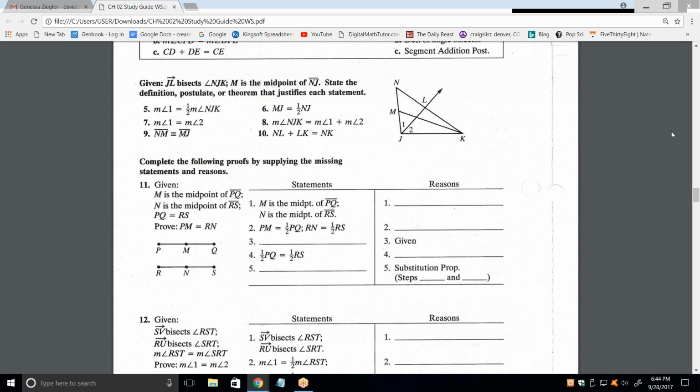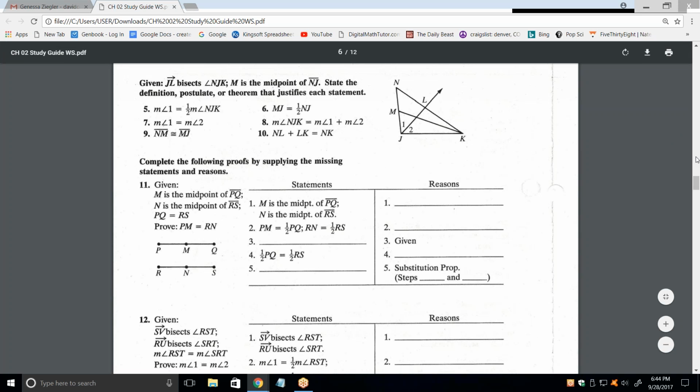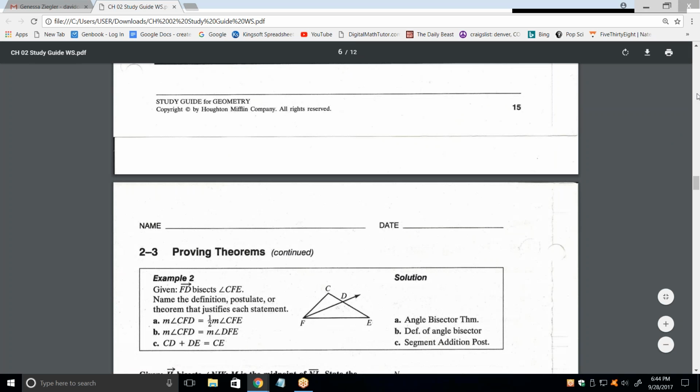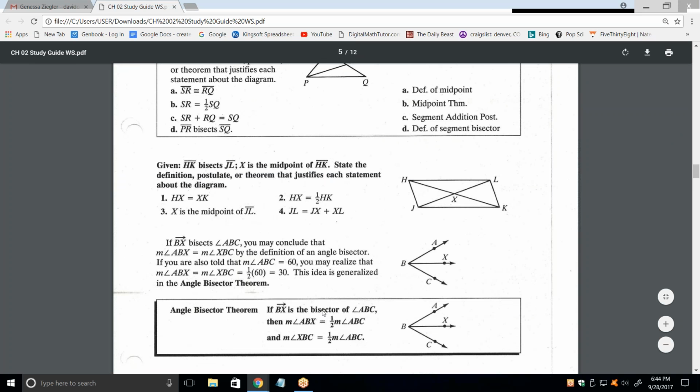Wait, no. Congruent? No, that's got to be the angle bisector theorem. In other words, if we go back to that angle bisector theorem, remember there were 2 parts to it? No, that's not it. The angle bisector theorem merely says that that angle is equal to half of the full angle and the bottom angle is equal to half of the full angle. It doesn't actually say that the top is equal to the bottom.